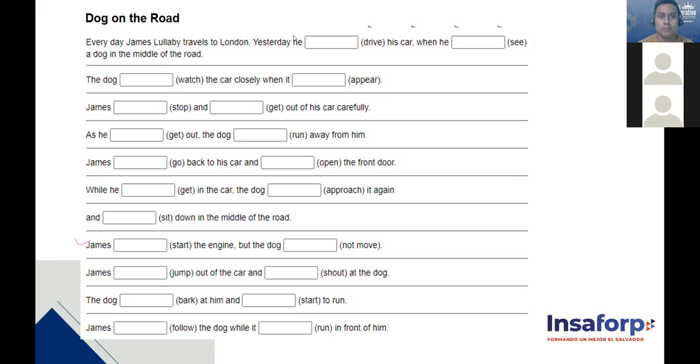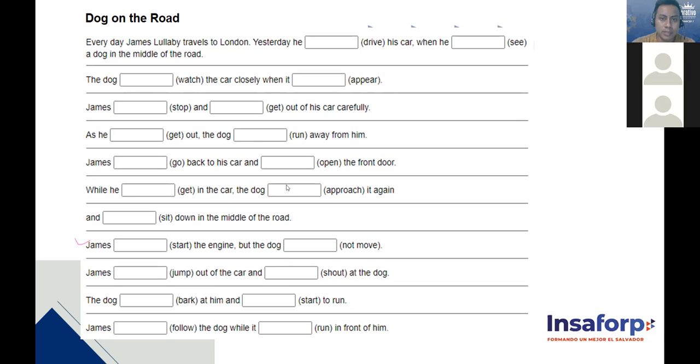James followed the dog while it was running in front of him. Right. Remember that we have, after a while, we need to use the past continuous. So just simple change on your idea, especially because one idea is the longest and one is the shortest in this case. So James followed the dog while it was running in front of him. Okay, so that will be it.